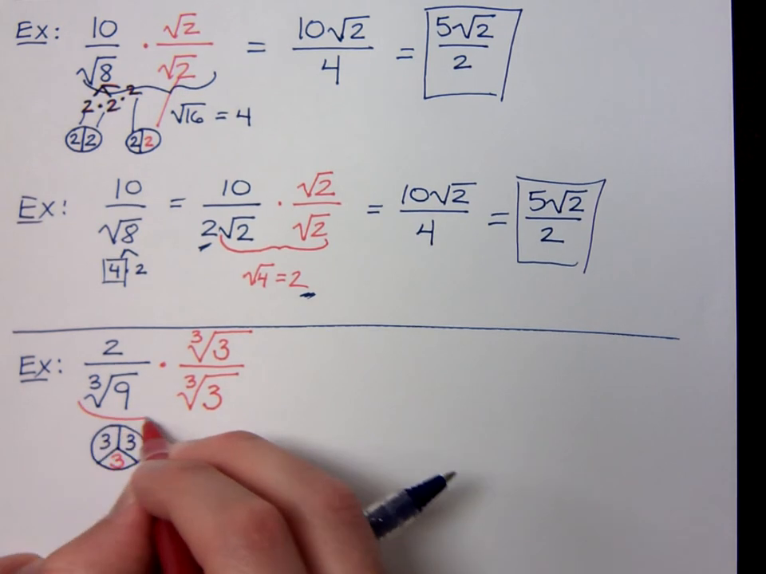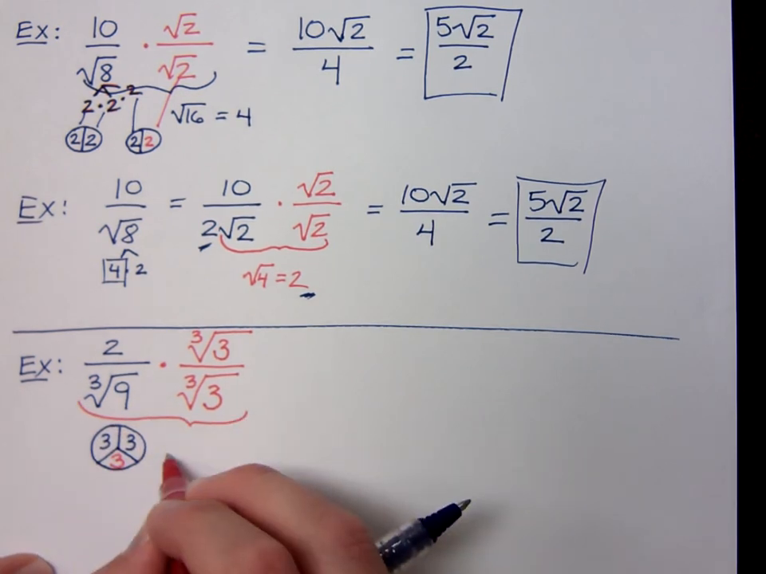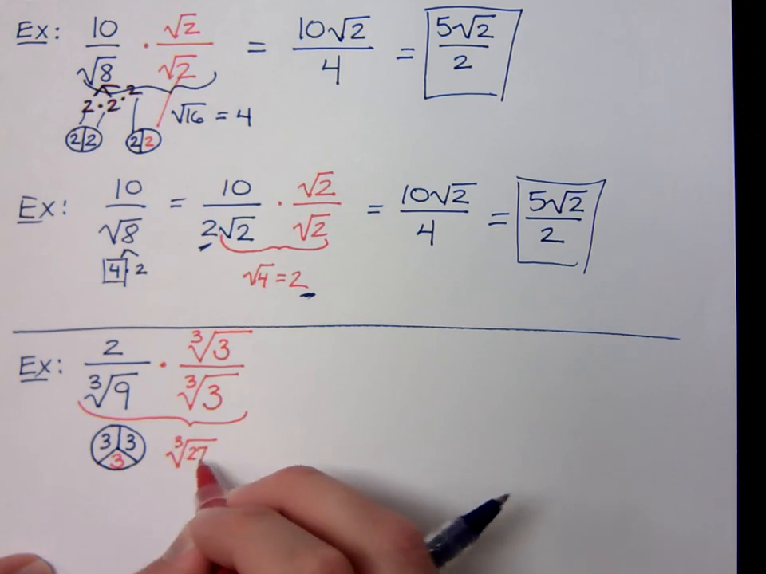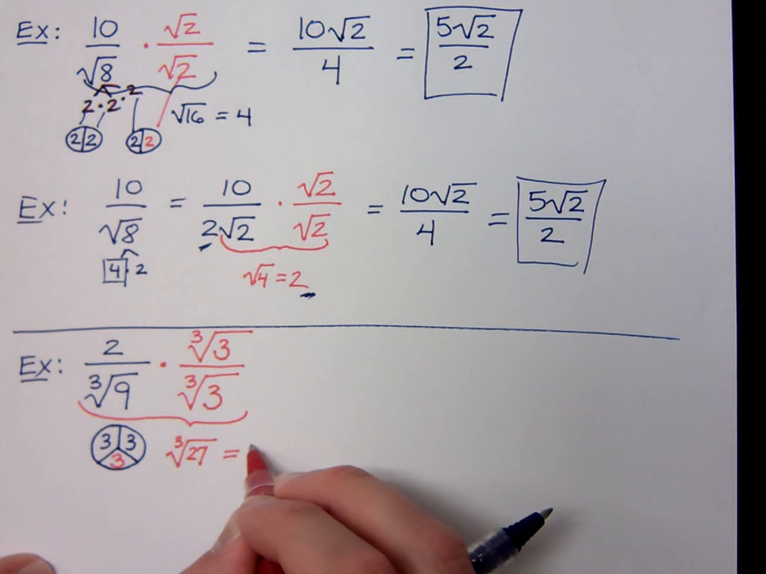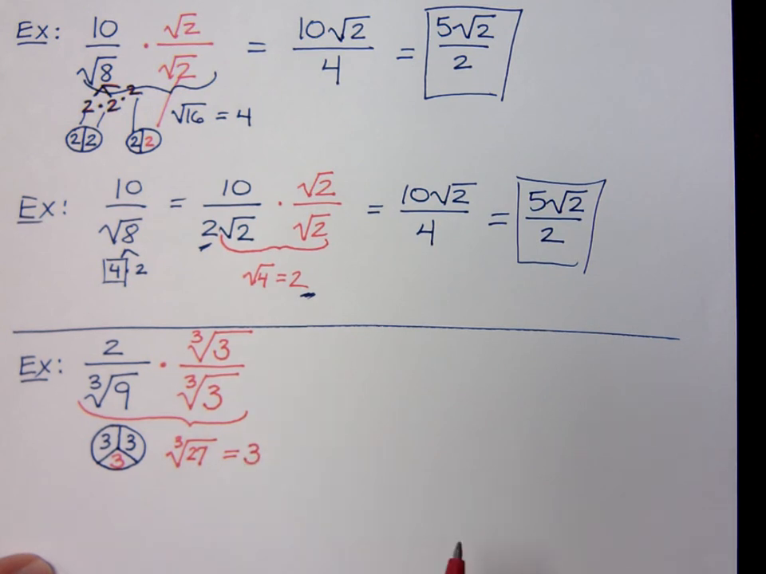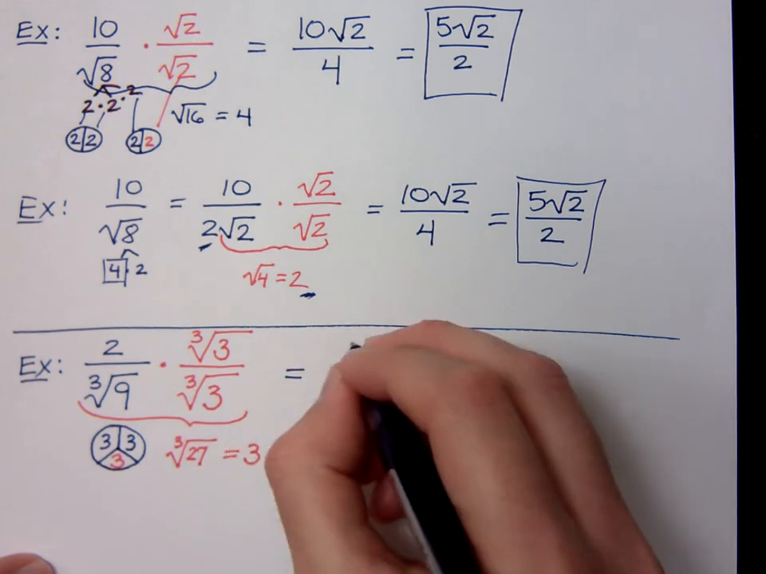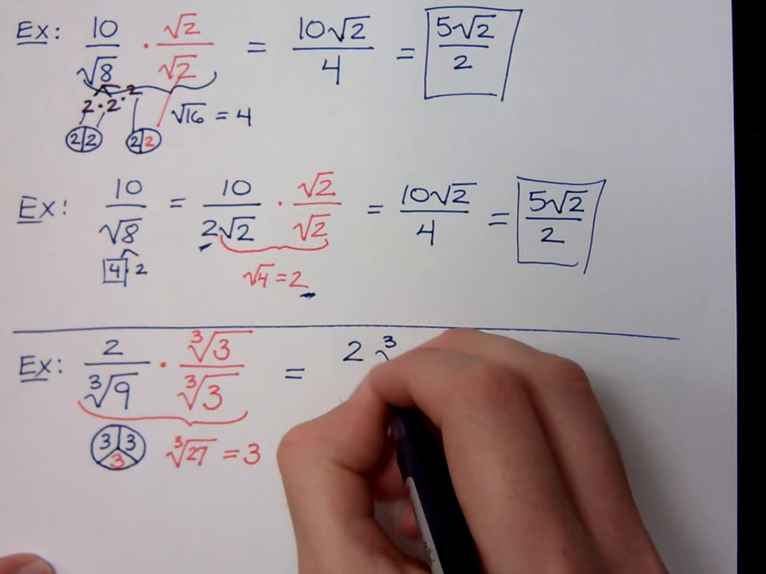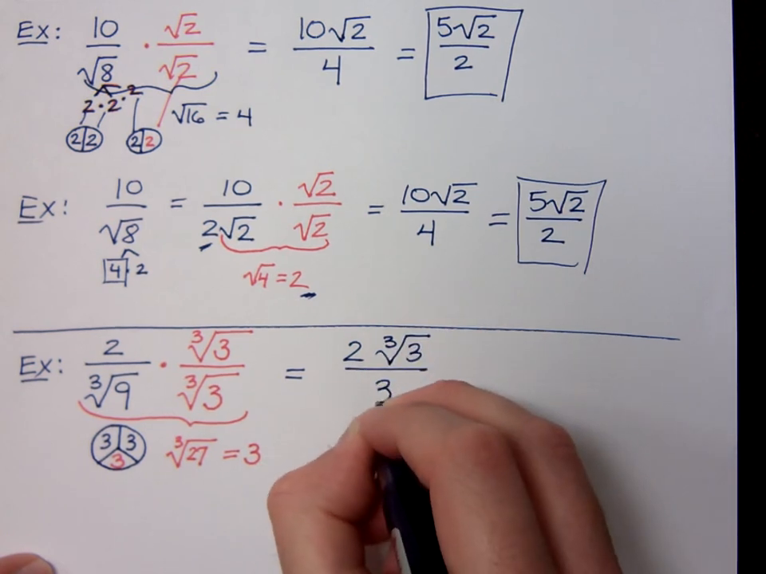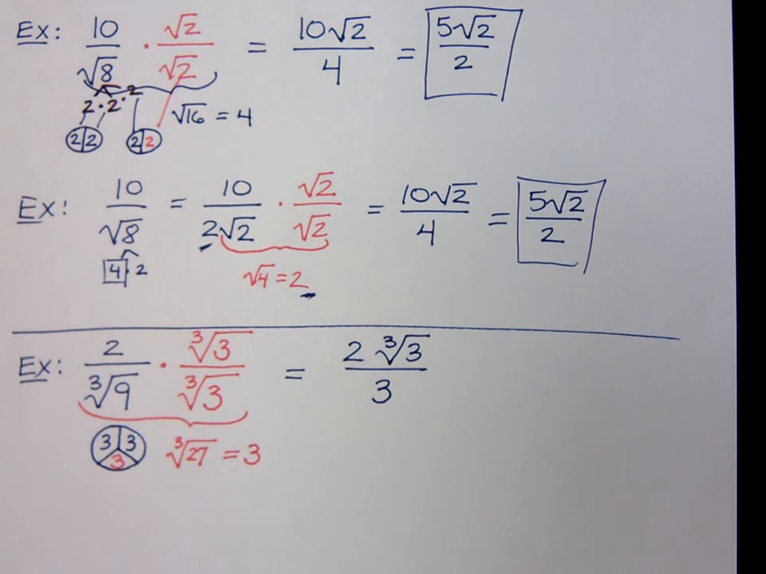Now look at these radicals here. What's the cube root of 9 times the cube root of 3? Cube root of 27, and what's the cube root of 27? I was going to say 3. Right? So now in the numerator, I just have 2 cube roots of 3 over 3. I had to put in what was missing to complete that power, to complete that cube.